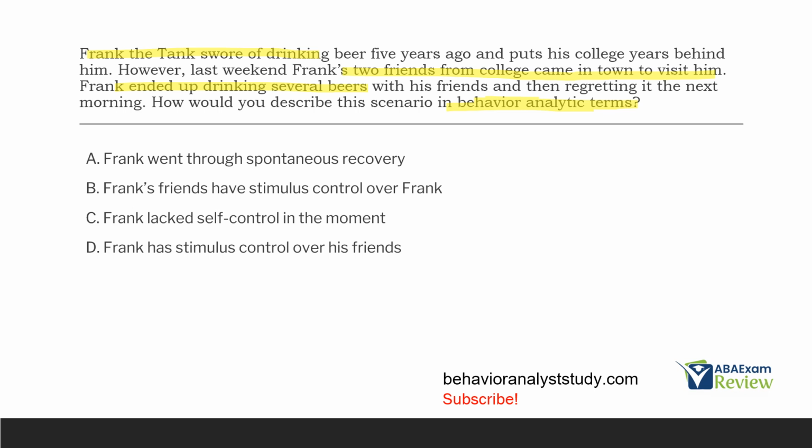B, Frank's friends have stimulus control over Frank. This is the most likely scenario. It's most likely that Frank's friends being present has changed behavior. That's what stimulus control is. Behavior changes in the presence of a stimulus or stimuli.